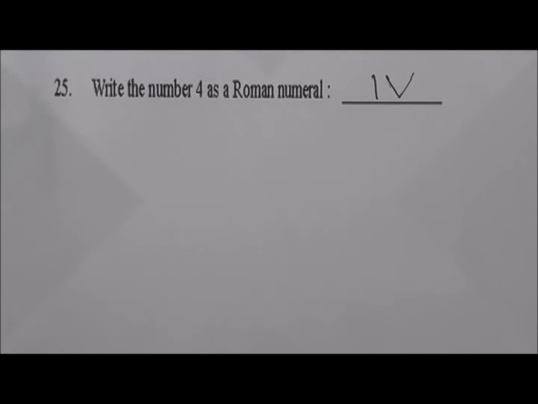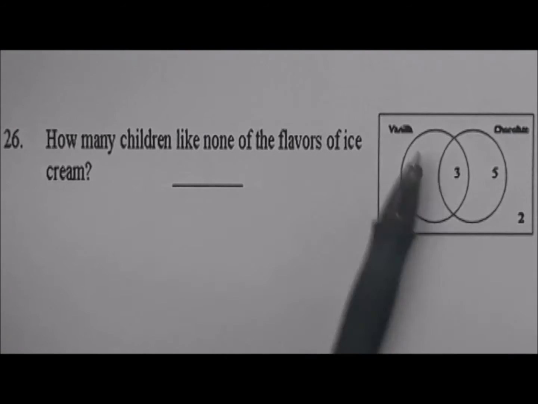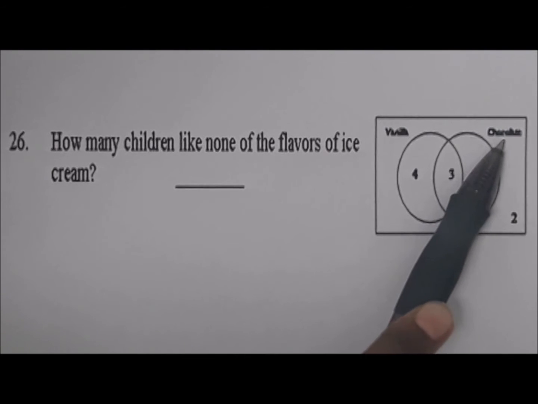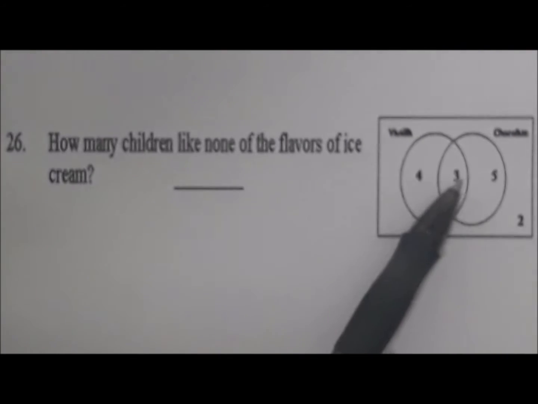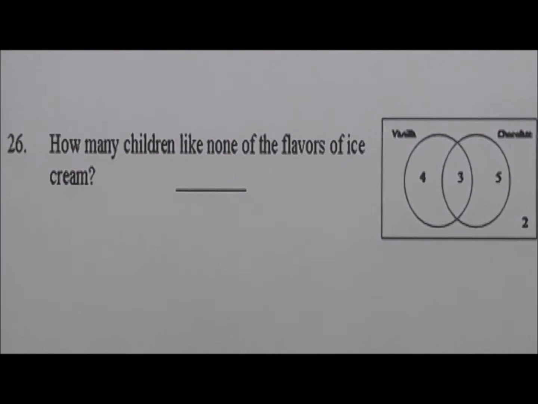Okay, let's move on to number 26. Rafaela, read number 26. How many children like none of the flavors of ice cream? So we're dealing with a Venn diagram. Don't put the answer in yet. Rafaela, read the vanilla and chocolate and the rest. Go ahead. Point to it. Read it. Vanilla and chocolate. And the numbers are? 4, 3, 5, and 2.